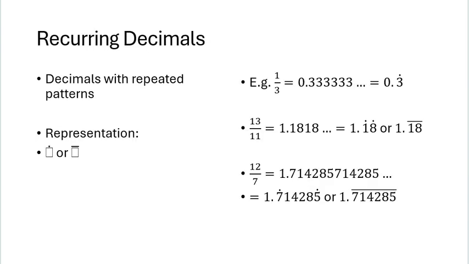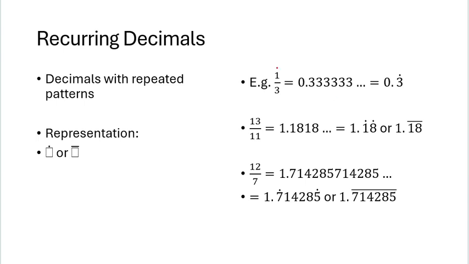Now, this is where the interesting thing starts happening. Okay. So recurring decimals are decimals with repeated patterns. To represent them, you can put a little dot on the top, or you can use a bar. Okay. So these are just some of the examples here.